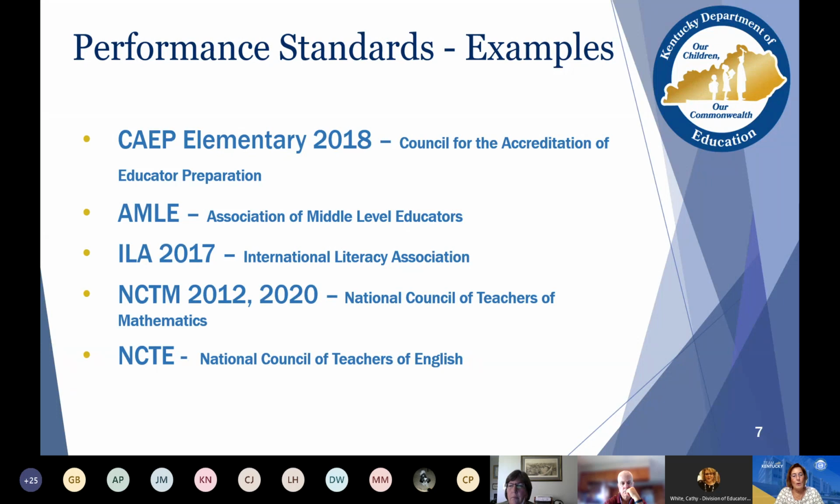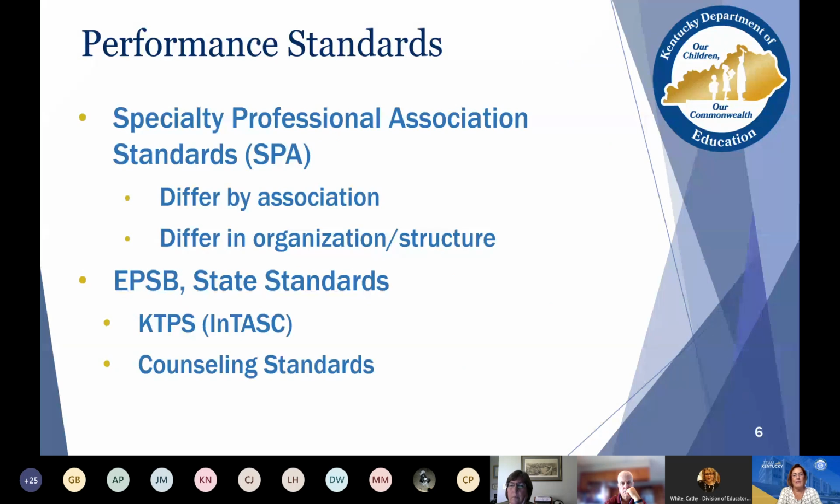review. Likewise, not all standards are organized in the same manner. For instance, the National Council for Teachers of Math have their SPA standards organized in one way, whereas the National Science Teachers Association organized the science standards in a different way. So just know that all the SPA standards are different depending on the National Association. The Educational Professional Standards Board approves programs based on these program SPA standards. So it's very important that we get a good review of them.